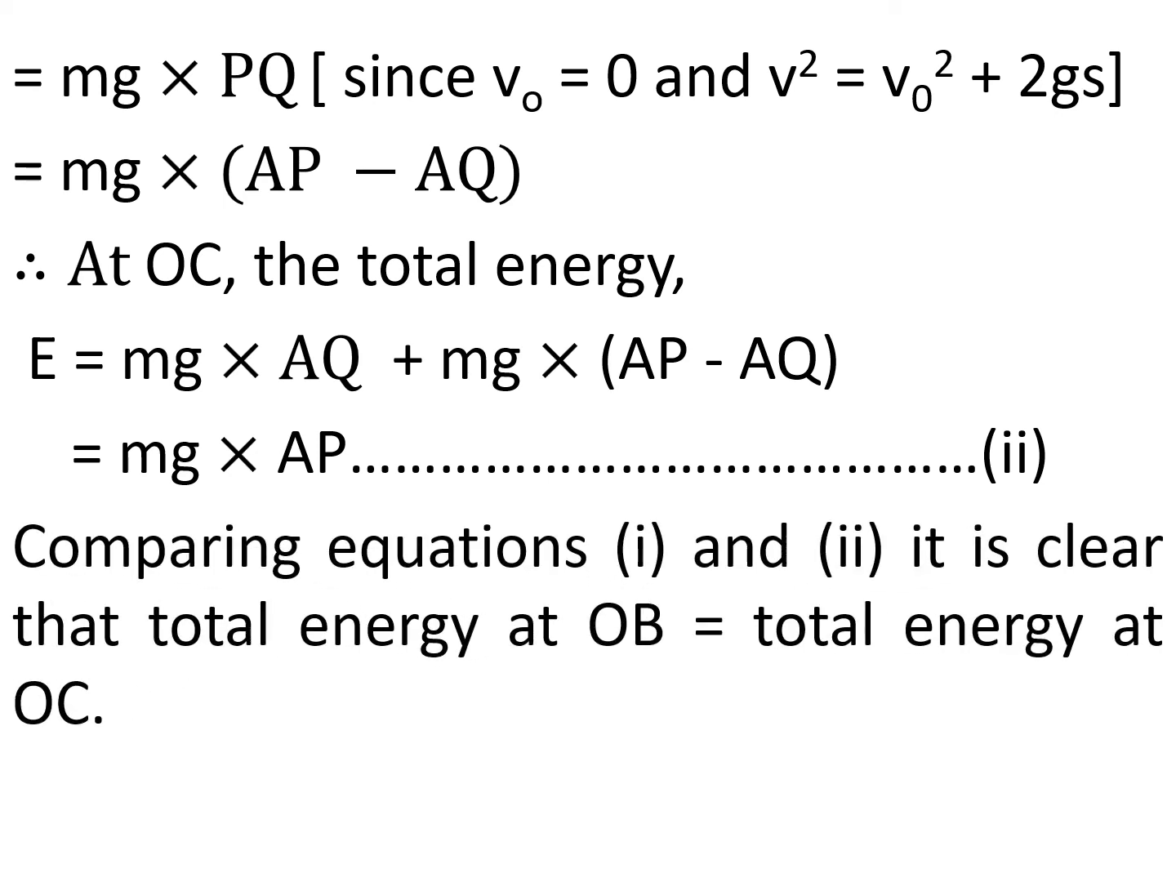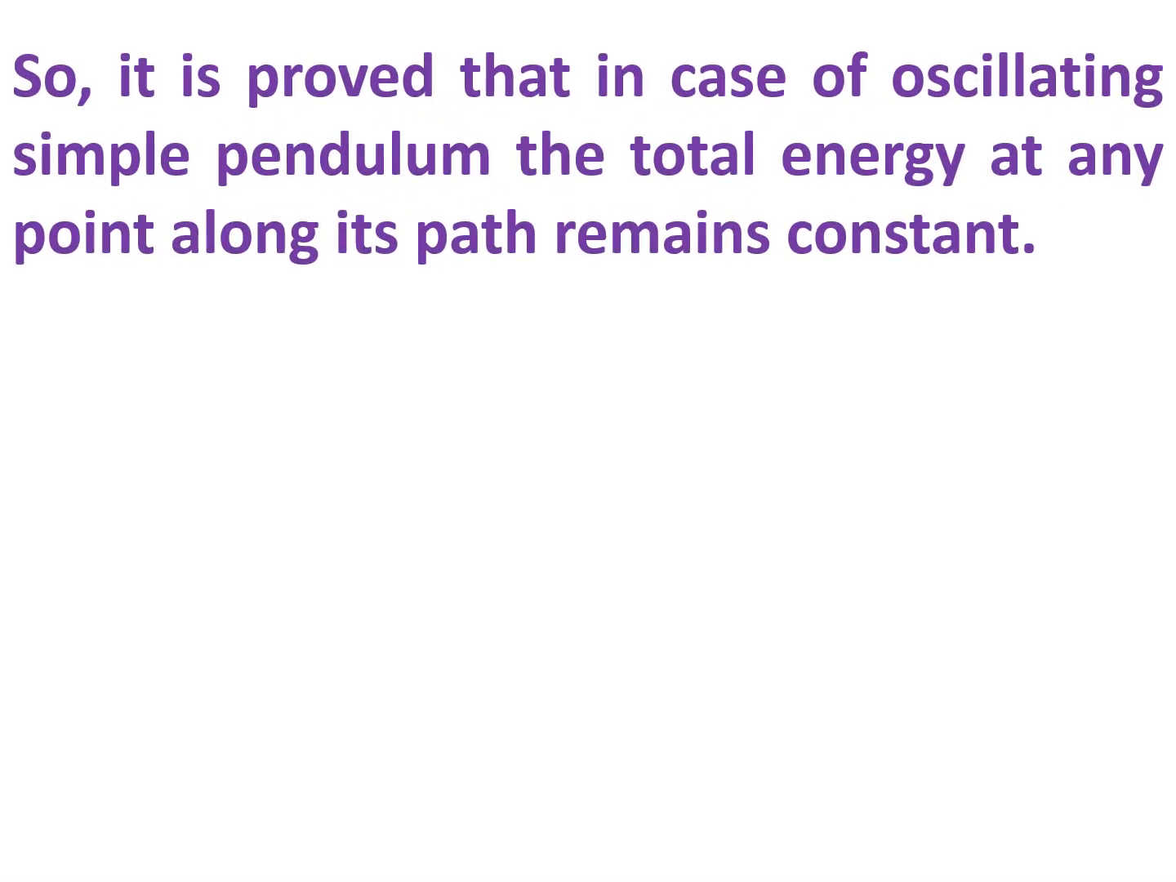Equation 2. Comparing equation 1 and 2 is clear. The total energy at OB equals the total energy at OC. So finally, we can say it is proved that in case of an oscillating simple pendulum, the total energy at any point along its path remains constant.